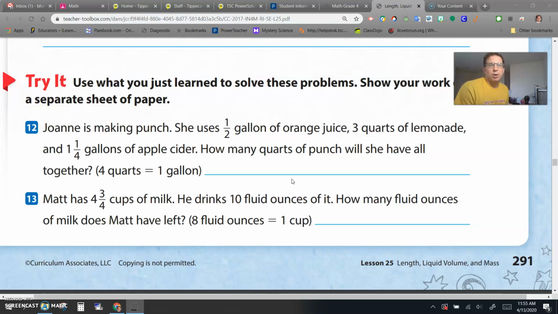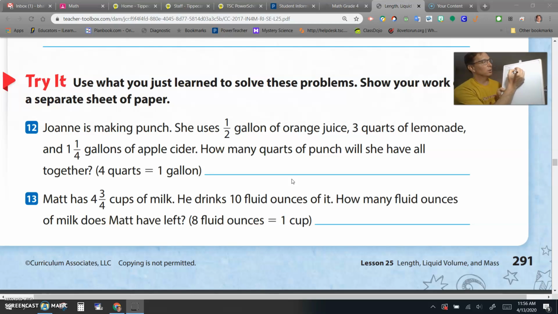Okay, number 12, Joanne is making punch. She uses a half gallon of orange juice, 3 quarts of lemonade, 1 1/4 gallon of apple cider. How many quarts of punch will she have altogether? It gives you the conversion, 4 quarts in 1 gallon. So we need to get everything into quarts. So the first one, orange juice, half a gallon. 4 quarts in 1 gallon. So half of 4 is 2. So she has 2 quarts of orange juice.